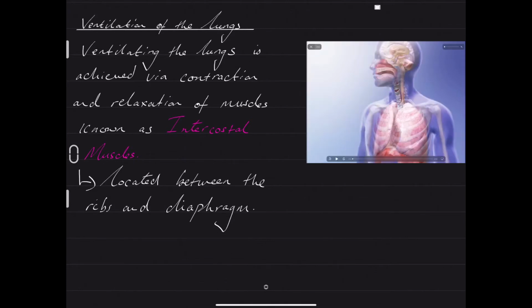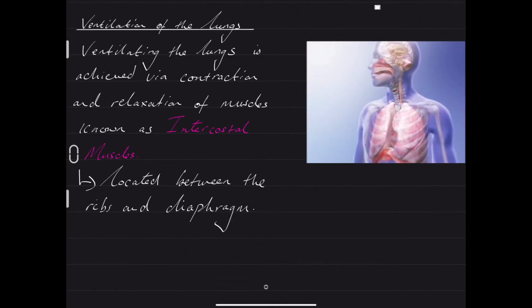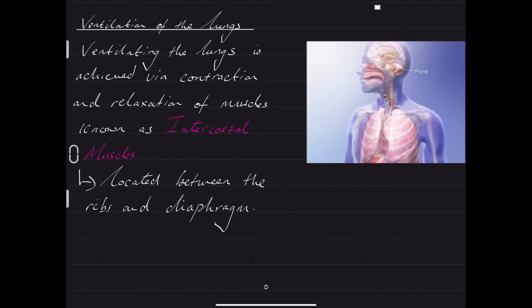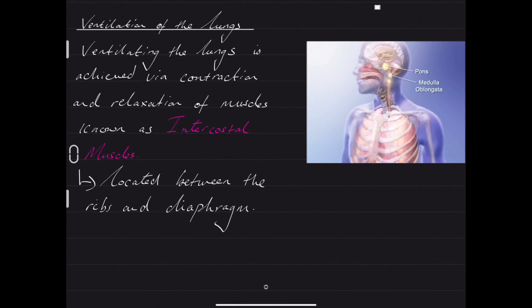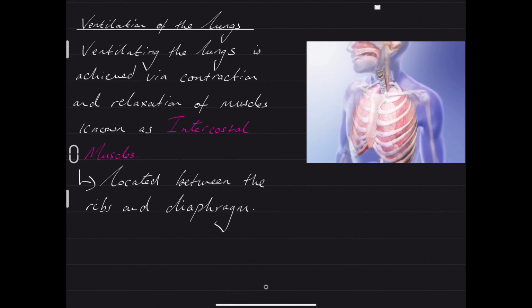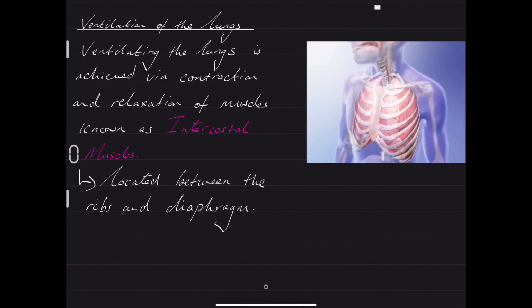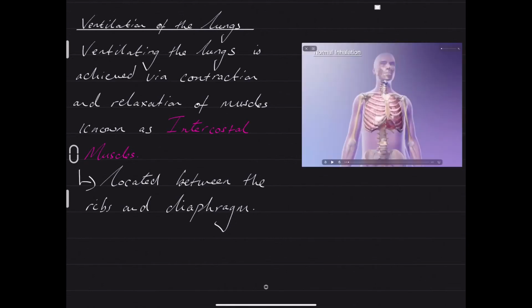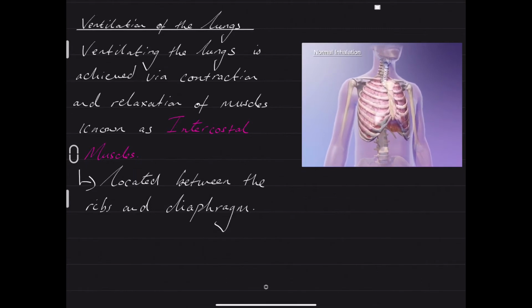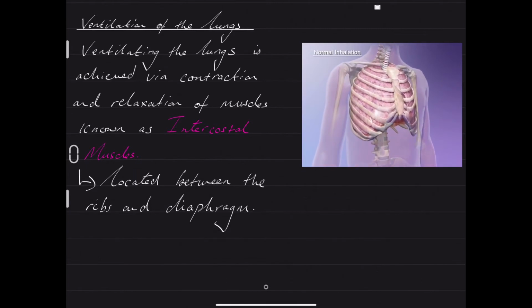Now, I'll repeat again. When there is a contraction or relaxation of the intercostal muscles in coordination with the diaphragm, there is a change in pressure in the chest cavity. And this will cause either air to be drawn in or air to be expelled out of the lungs.